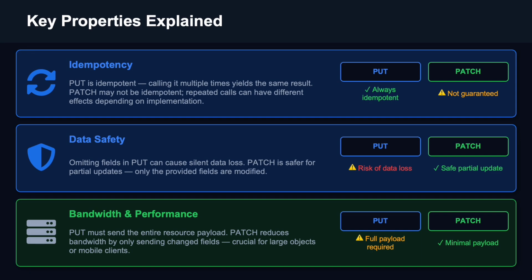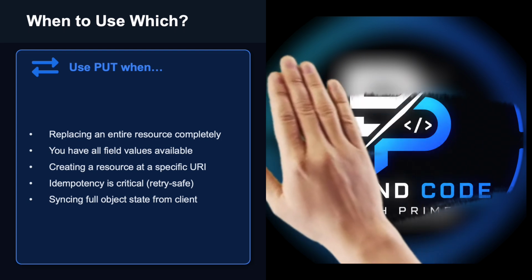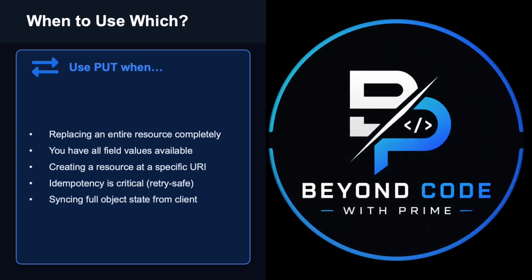Now let's translate this into practical decision-making. Reach for PUT when you're creating a resource at a known URI, for example, to upsert, when you have all field values available, or when you need guaranteed idempotency for retry-safe operations. It's also the right call when syncing complete state from client to server, such as saving a document's full content.